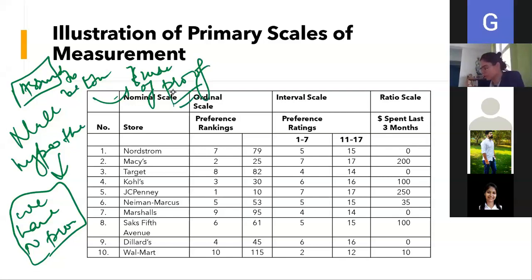So have you ever heard this? Innocent unless proven guilty. Yes, ma'am. So null hypothesis is status quo. If you say what is the impact of advertisement on sales, your null hypothesis is status quo. It's a state of no change.